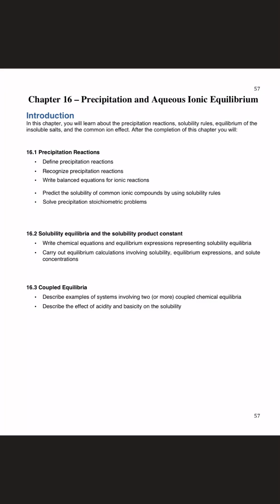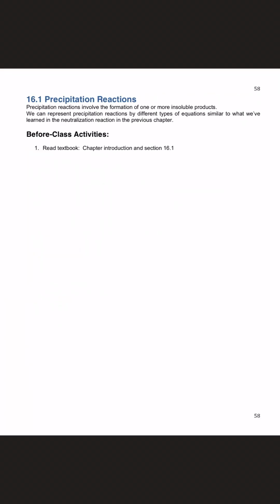And in 16.2, we are going to take a look at solubility equilibria, and we will look at the equilibrium constant that is associated with the insoluble salt or insoluble ionic compound. And in 16.3, we are going to look at multiple equilibrium reactions that involve each other. We call this coupled equilibria. First, let's start with 16.1 precipitation reactions.